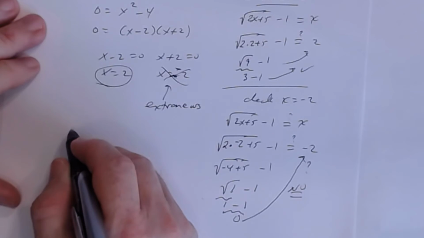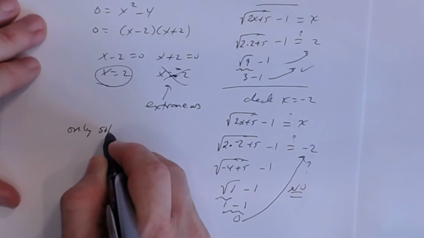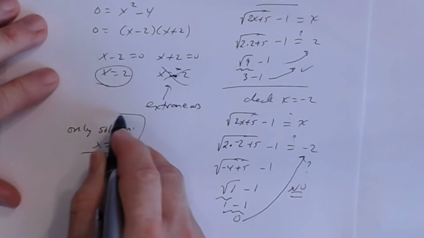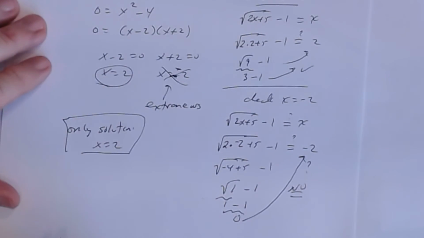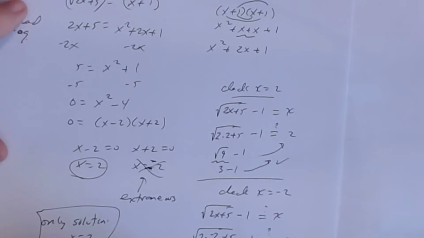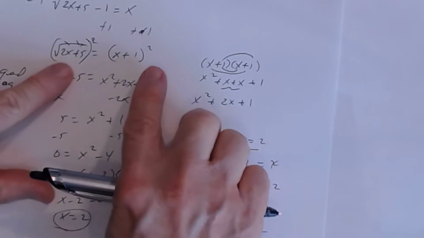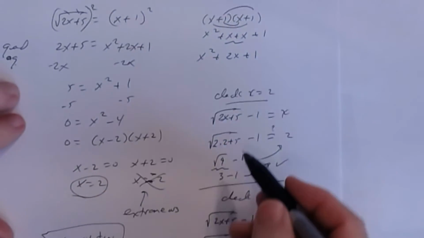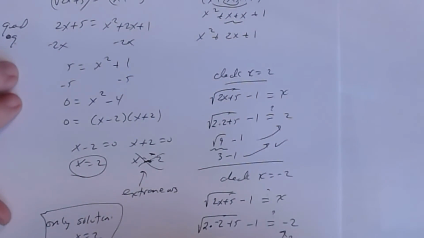So the only solution then is x equals 2. That's the only solution. This one is extraneous. And so that's a process you go through. Whenever you raise both sides of an equation to an even power, you have to check for extraneous solutions. So you have to go through this process.